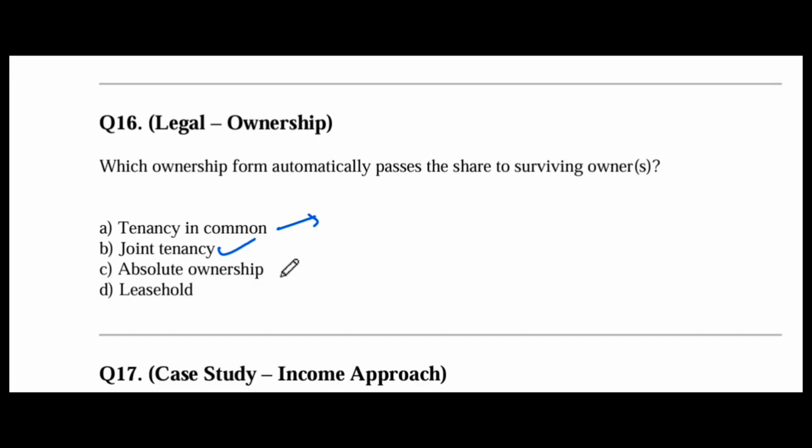Absolute ownership is when the property is owned entirely by one person or entity, there is no survivorship element because there is no co-owner. Leasehold, we know, refers to the tenant's right to occupy property for the lease term, not an ownership actually. It is a leasehold interest in the land, and at the end of the lease the right reverts to the landlord. That means freeholder. That means lessor. It does not involve any automatic transfer to another person upon death.